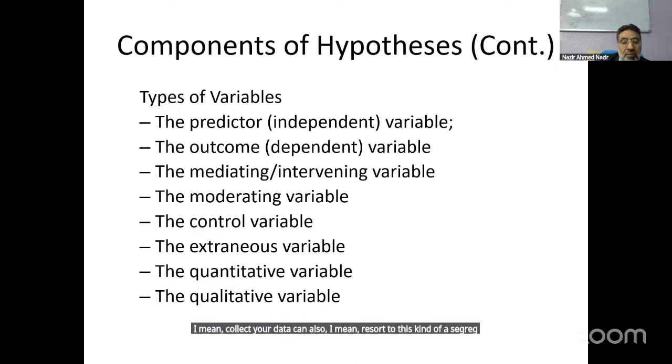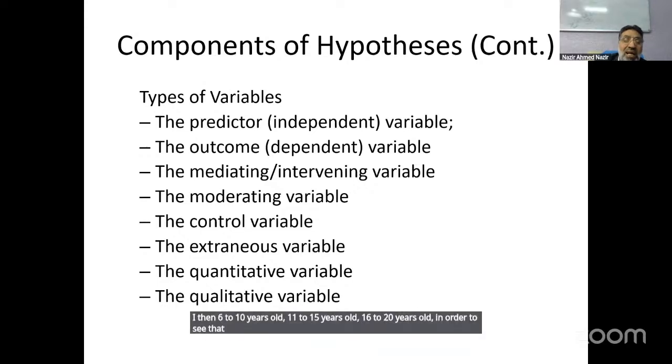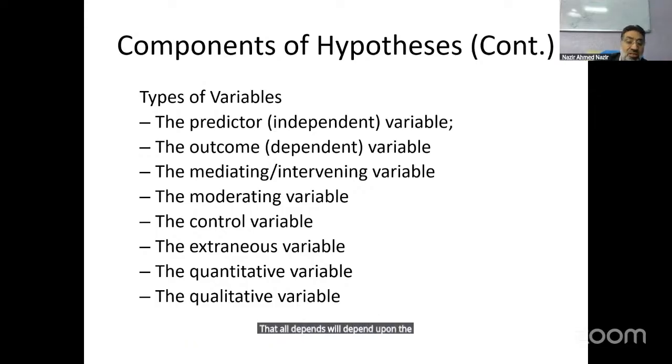segregation of the firms. If he has taken the data from the firms, he will segregate them into those which are, suppose, 1 to 5 years old, then 6 to 10 years old, 11 to 15 years old, 16 to 20 years old, in order to see whether there is any variation in their profitability or, for example, the quality of products, in many ways that he wants to study. That all will depend upon the study construct that a scholar has taken for the study purposes.